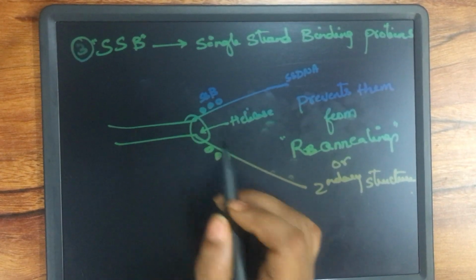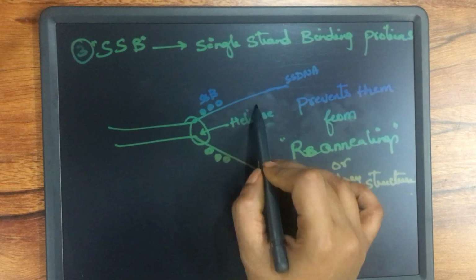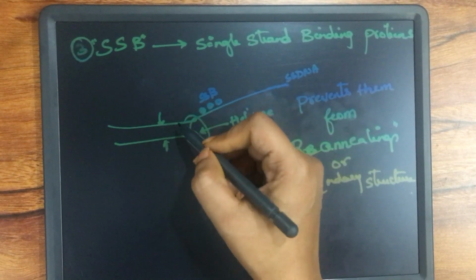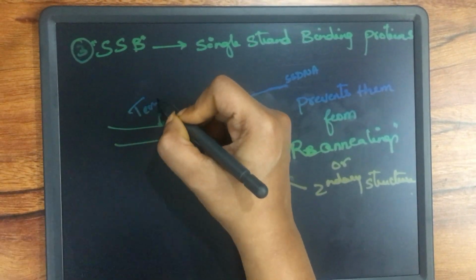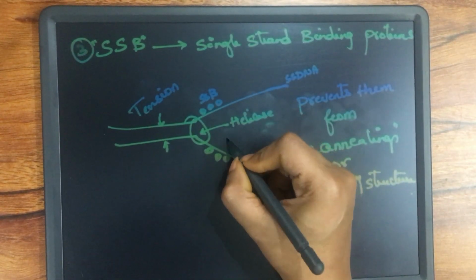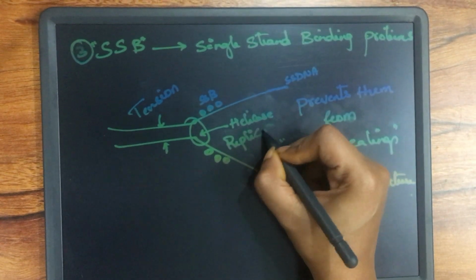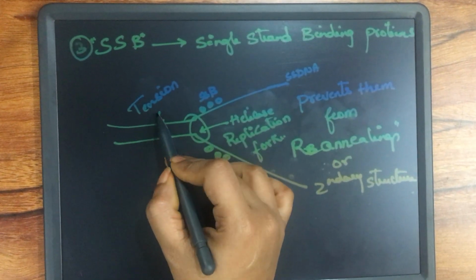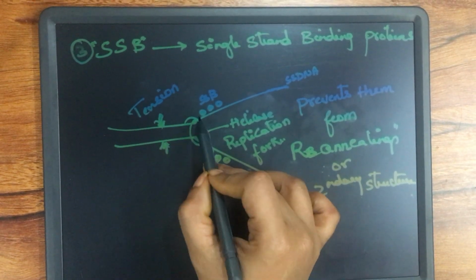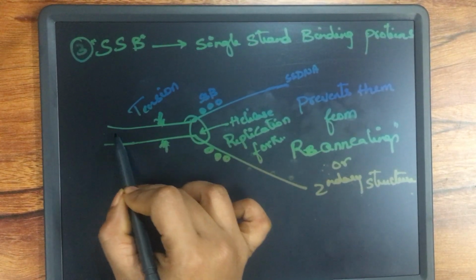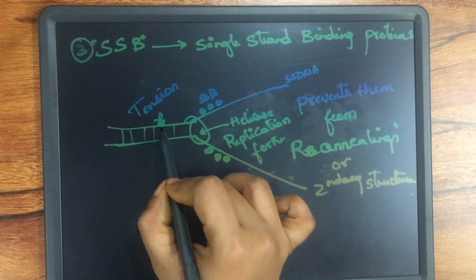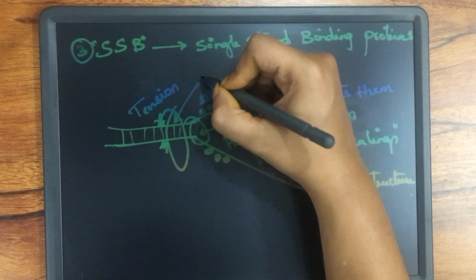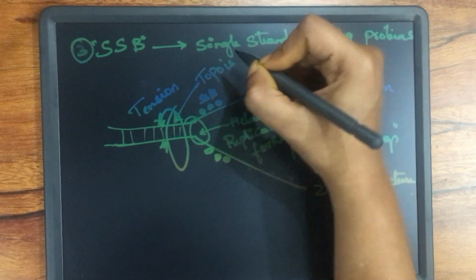So when helicase is breaking the double-stranded DNA into single-stranded DNA, generally because of the rotation, tension is created ahead of the replication fork. Now this is the replication fork which is formed. So ahead of the replication fork, there is always tension created by the helicase enzyme in the double-stranded DNA. To remove this tension, another enzyme comes and binds, that is topoisomerase.